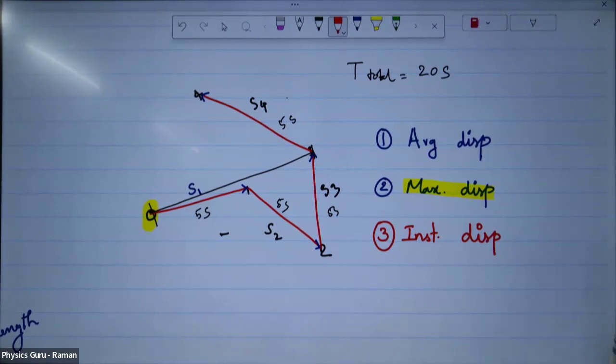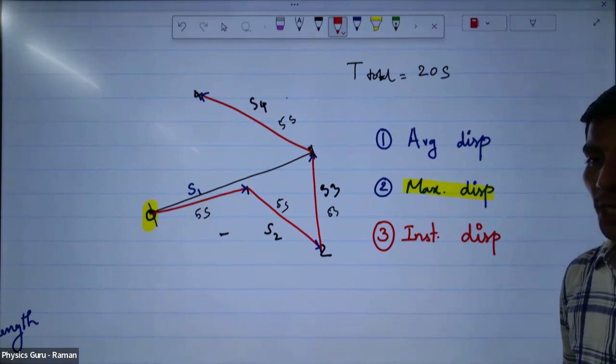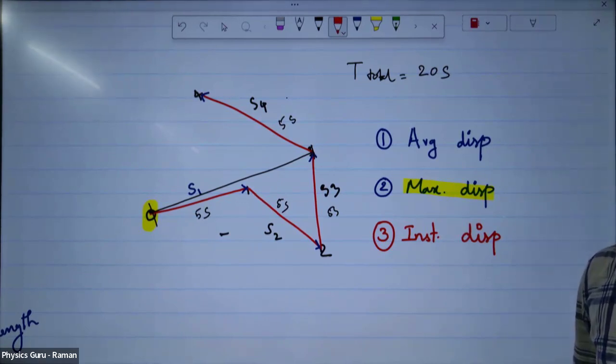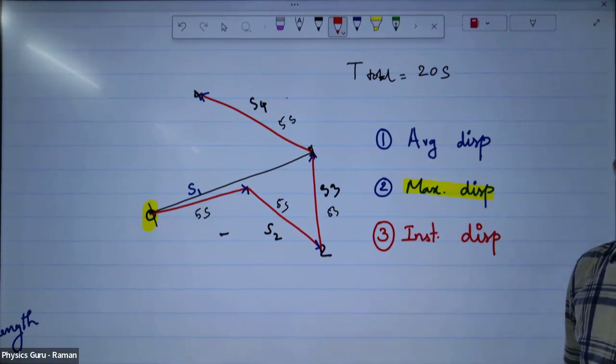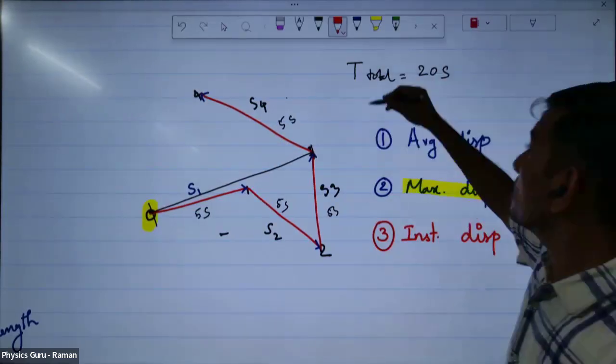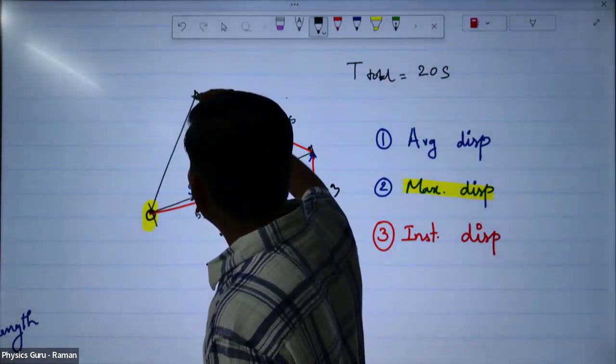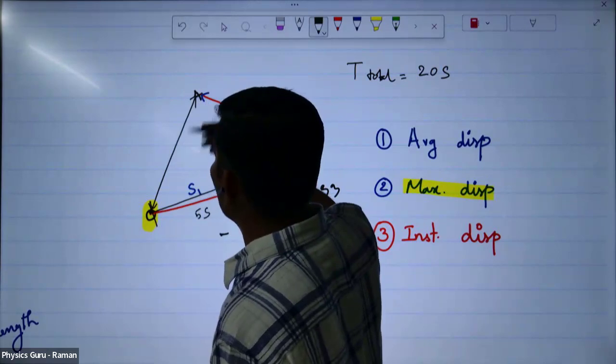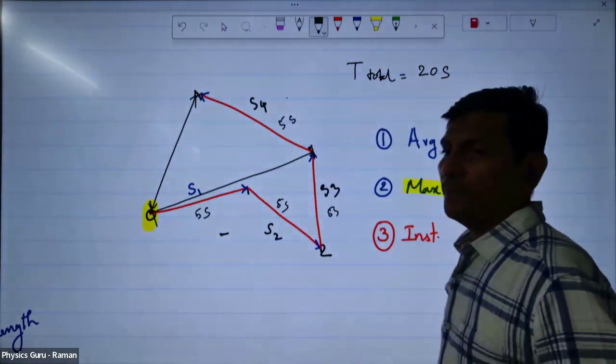See, for example, if I ask you at the 20th second, what is my displacement? So you have to draw a line. From where to where? Origin to point 4. Very good. From origin to point 4. So this line will give you the instantaneous displacement at that second. Am I right?